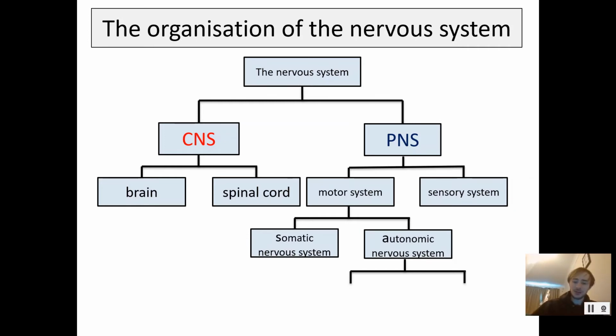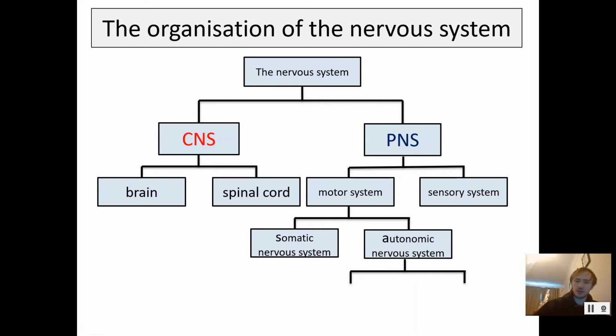The somatic nervous system includes all of your skeletal muscles, the ones that you're deliberately moving. So when I have a thought in my brain that I would like to move my arm, for instance, to demonstrate, the central nervous system coordinates that, sends information along the peripheral nervous system through the motor system to somatic nerves, which then move my muscles. And we'll learn all about how muscles work in the next topic, actually.